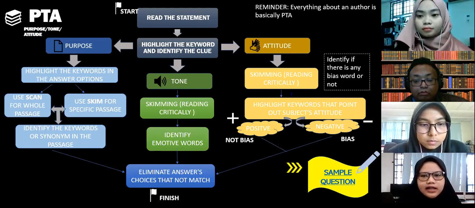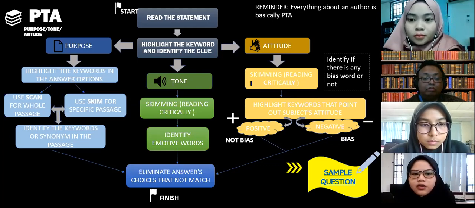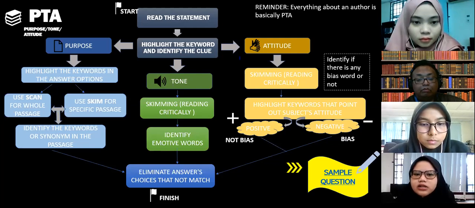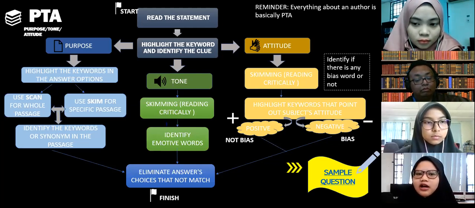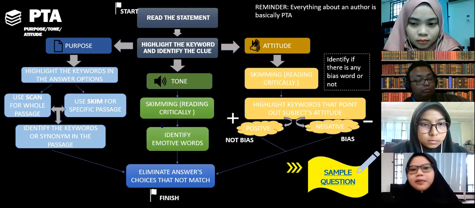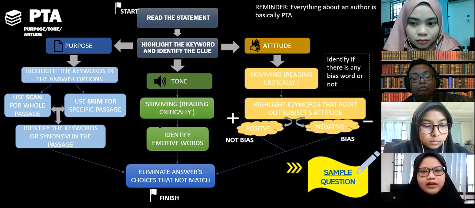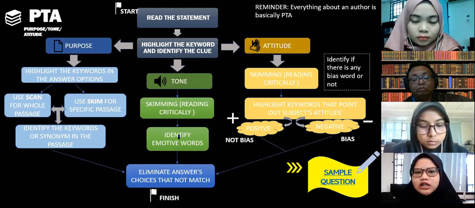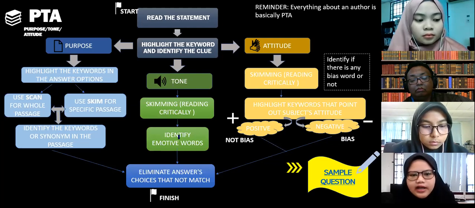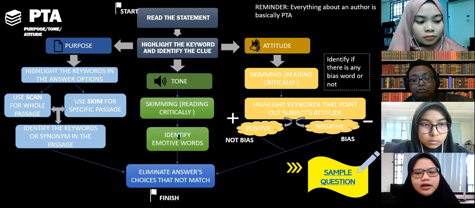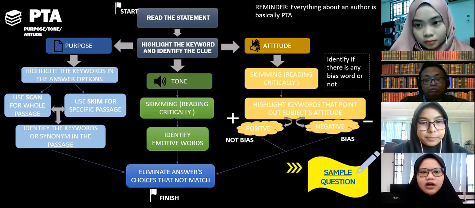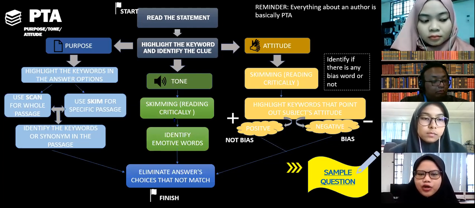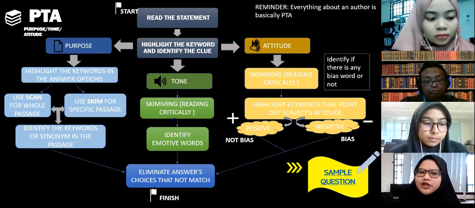So settled with attitude, I will do the conclusion for PTA. PTA questions are tricky when it comes to the answer options, but it is not the hardest part of English reading, MUET reading. So the thing is, you really need to understand the keywords and also try and error about the meaning of the words. So I hope that these steps of explaining PTA will help you in order to answer these kinds of questions. So that's all from me.